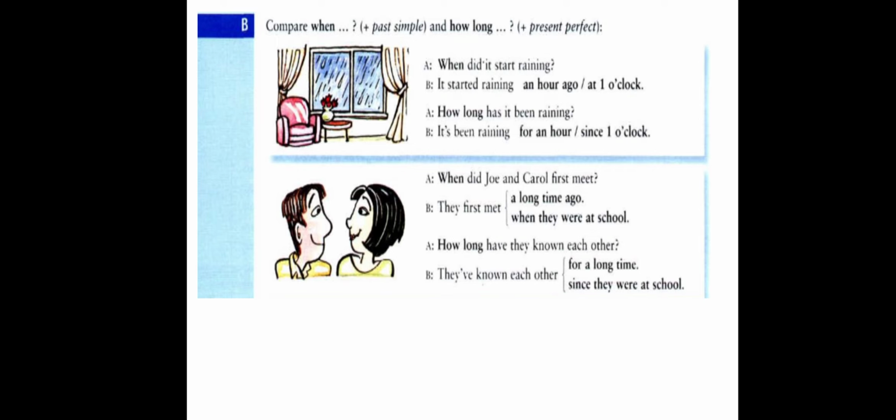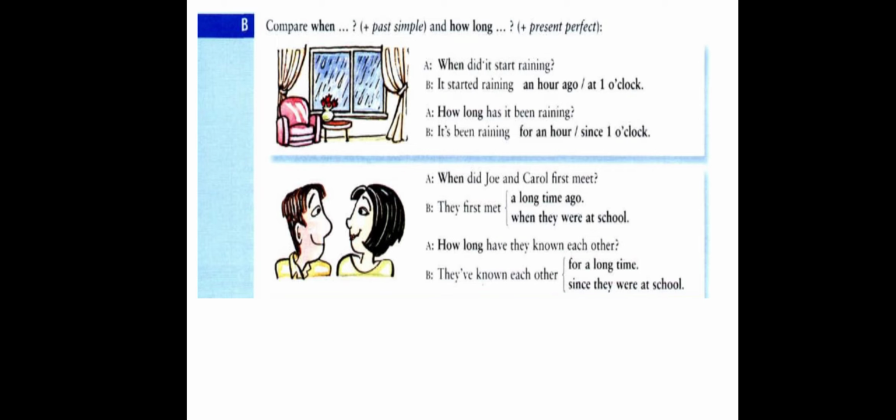Or we don't say at 1 o'clock. We say since 1 o'clock. The beginning is 1 o'clock, so we use since. So in the present perfect continuous, to answer, giving the period of time, we use for and since. But in the past simple, you use ago and other words or expressions of time, like at 1 o'clock.